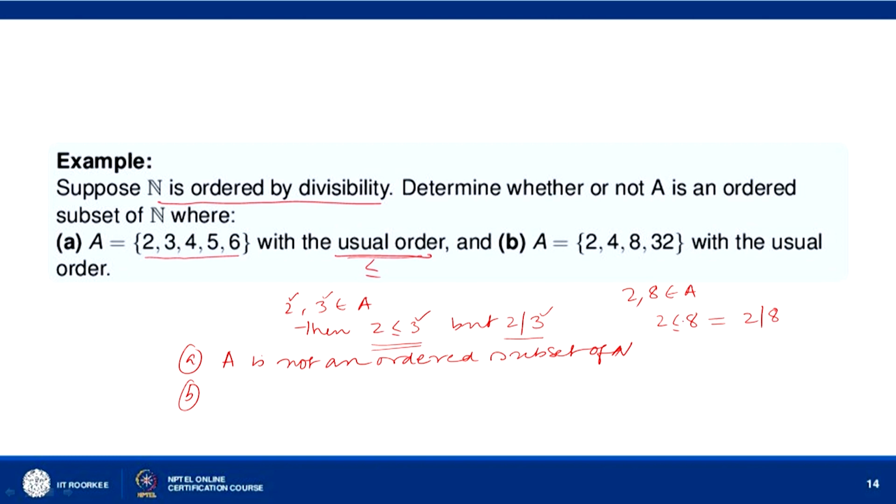2 divides 8 if and only if this condition is valid there. Take any two elements. If x is in A, we are taking the usual order. So, x is less than or equal to y if and only if x divides y. So, this holds true in the case B. So, A is an ordered subset of N.